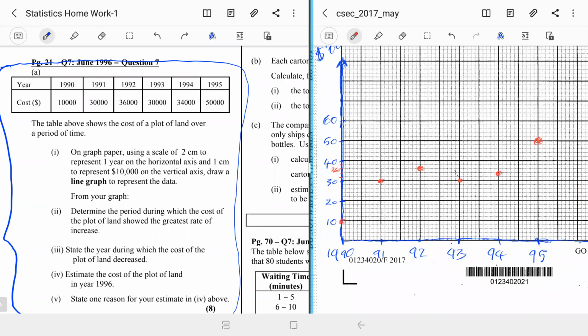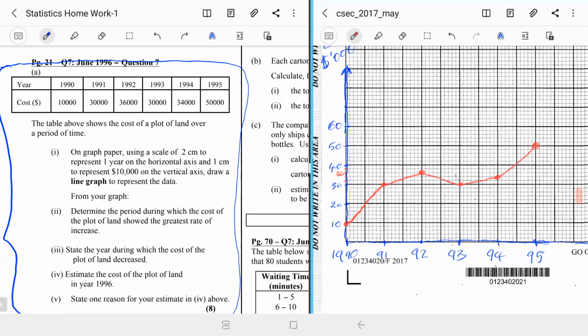When you're drawing a line graph, it means you're drawing straight lines between the points. So look at it: a straight line between these two, use a ruler. And a straight line between these two, use a ruler. A straight line between these two, and then a straight line between these two. It's called a line graph. So that is a line graph for the data.